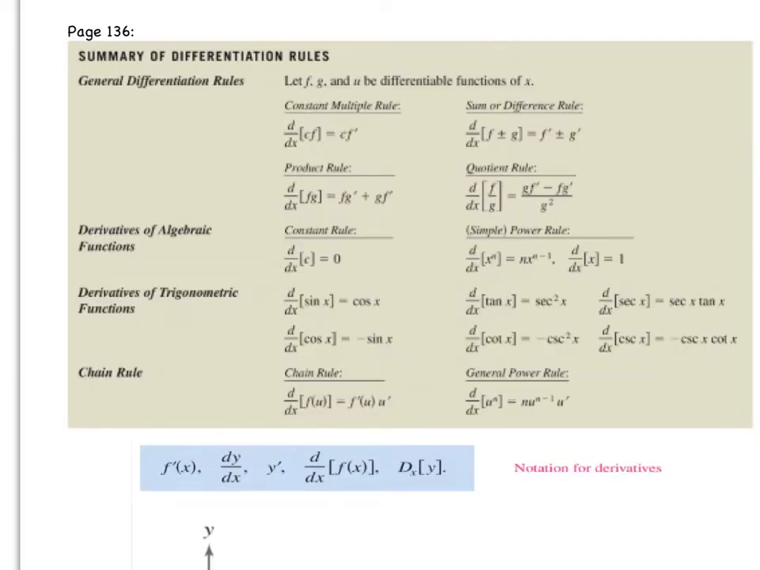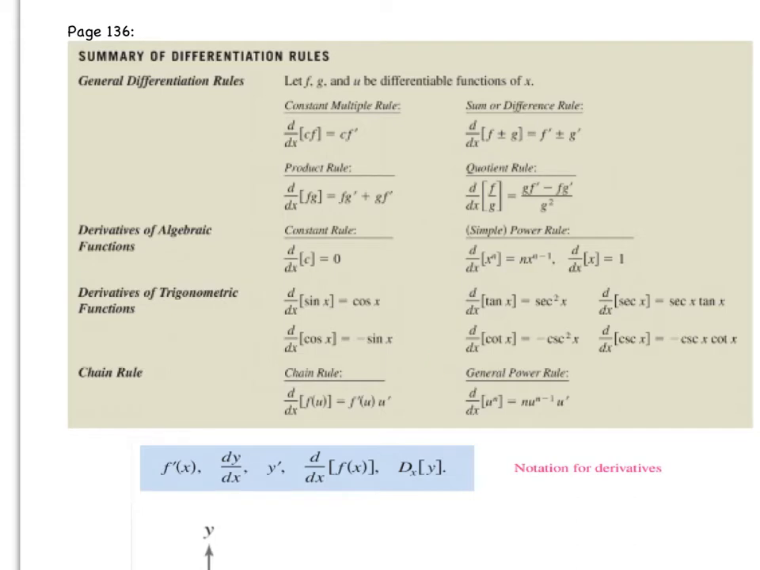This page here is just kind of a cheat sheet for us. You can find this in your book as well, all right? It's on page 136, but here it is in our notes. So it's just reminding us of some differentiation rules, certain derivatives: our constant rule, our single power rule, some derivatives of trig functions. These are the most common ones here.